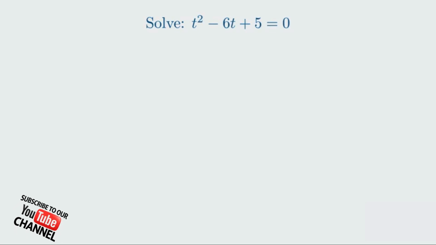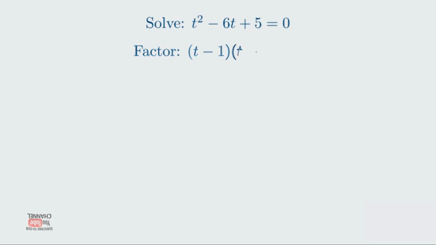We've confirmed that the case b equals 5 will give us real solutions. Now we just need to solve the quadratic equation to find them. Our equation is t squared minus 6t plus 5 equals 0. We can factor this quadratic equation. We need two numbers that multiply to 5 and add up to minus 6. These numbers are minus 1 and minus 5. So, the equation factors into the quantity t minus 1 times the quantity t minus 5 equals 0.